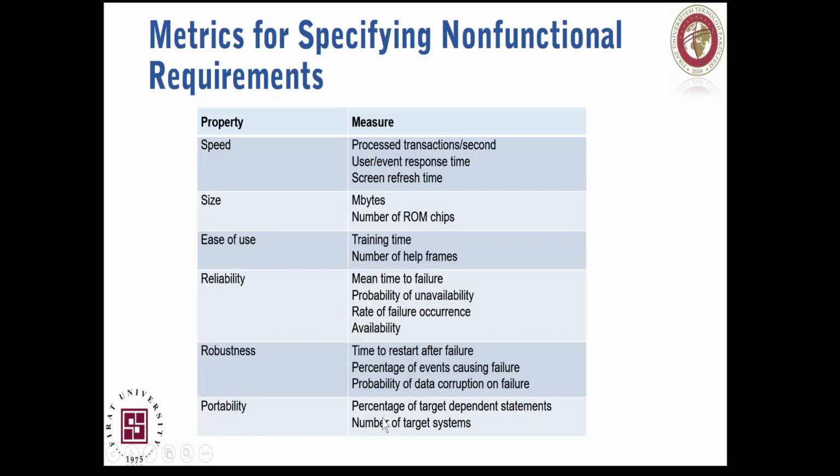Portability. For portability, we may think about the software: how many targets can we install the software on without any change or modification? This matters. How about the percentage of target dependent statements? If you want to create portable software, then you need to think about the statements or the code that you use in order for your software to be portable. Then you think about how you can fix the code of your software to be portable. That also matters in this regard.